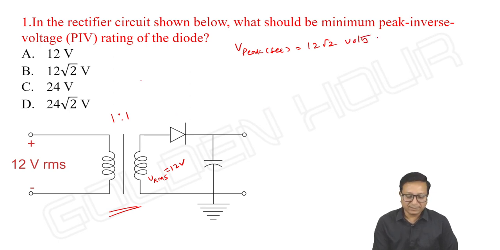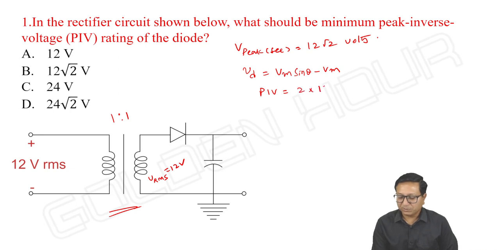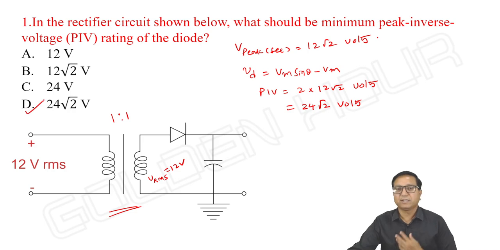Then they are asking us the PIV rating now. So what about the VD equation? VD is equal to Vm sin theta minus Vm. So PIV is equal to 2 Vm, 2 into 12 √2 volts. It is 24 √2 volts. So option D is correct.